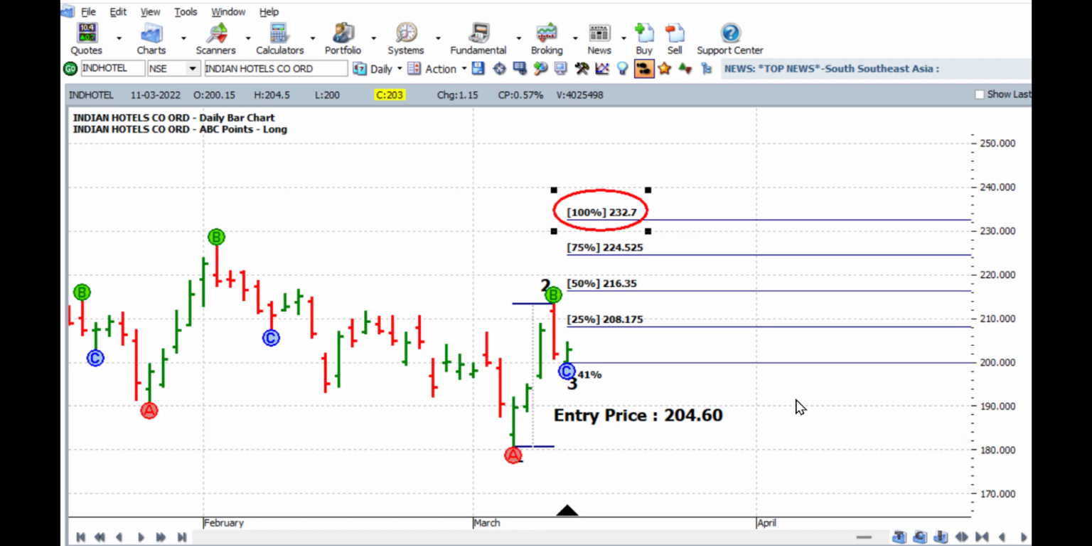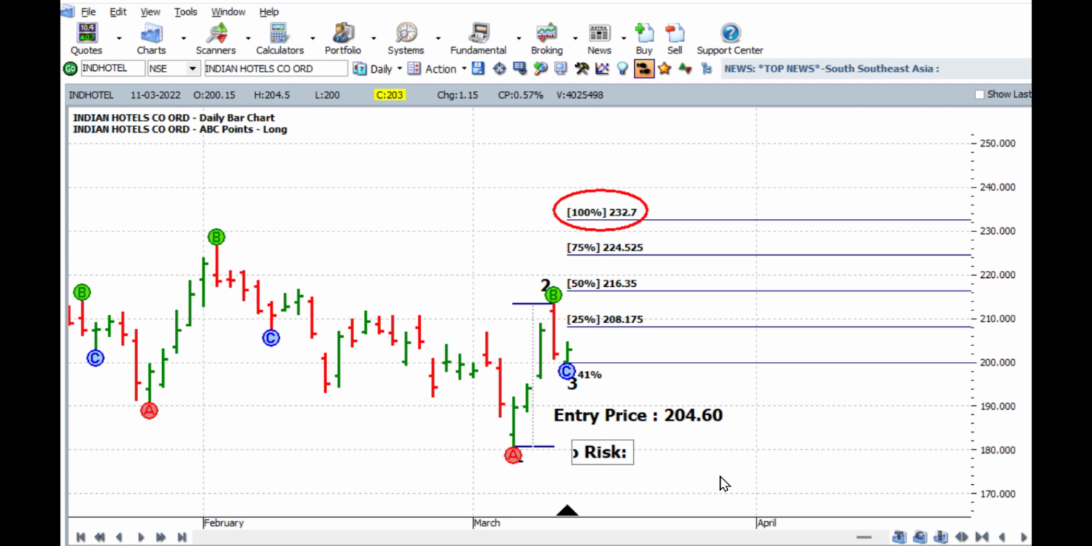Now we will keep moving. The stop loss we already know is at this point, which is 199.90. So the risk here is about 5 rupees and the profit that we can get here is about 28 rupees. So the reward to risk ratio here is more than 5.6, roughly, yes, that's what it is.